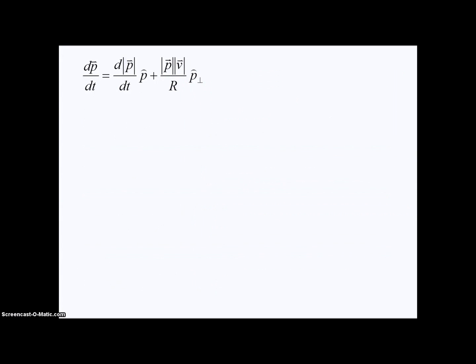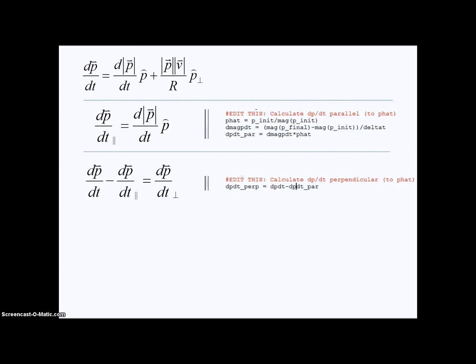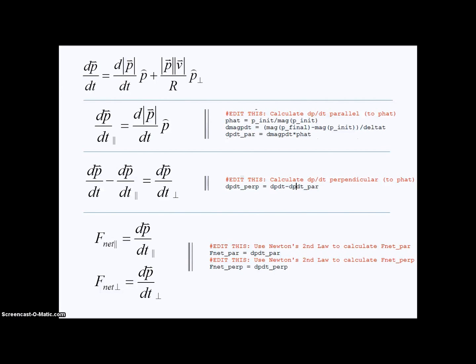We can break dp over dt into its component parts. We find dp over dt parallel by calculating the change in momentum over time multiplied by p hat. We can find dp over dt perpendicular by simply subtracting dp over dt parallel from the total dp over dt. Again, using Newton's second law, we can say that F net parallel is equal to dp over dt parallel, and F net perpendicular is equal to dp over dt perpendicular.